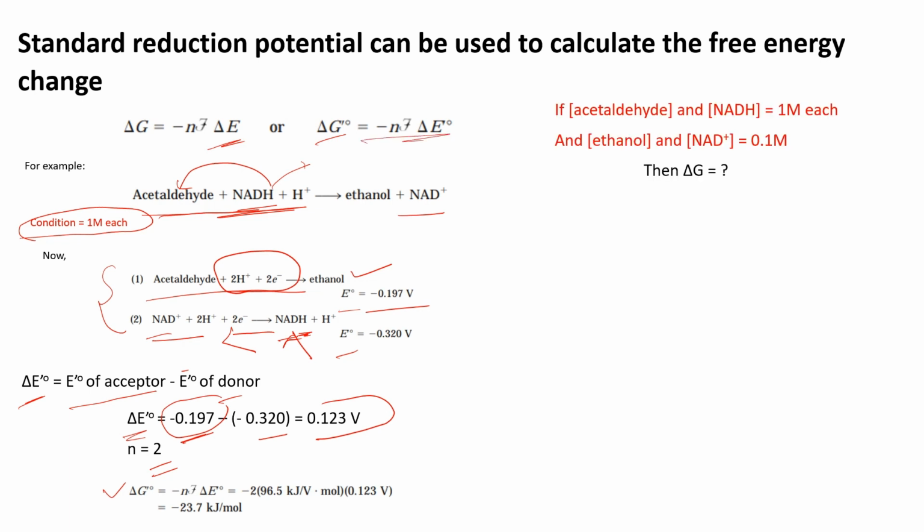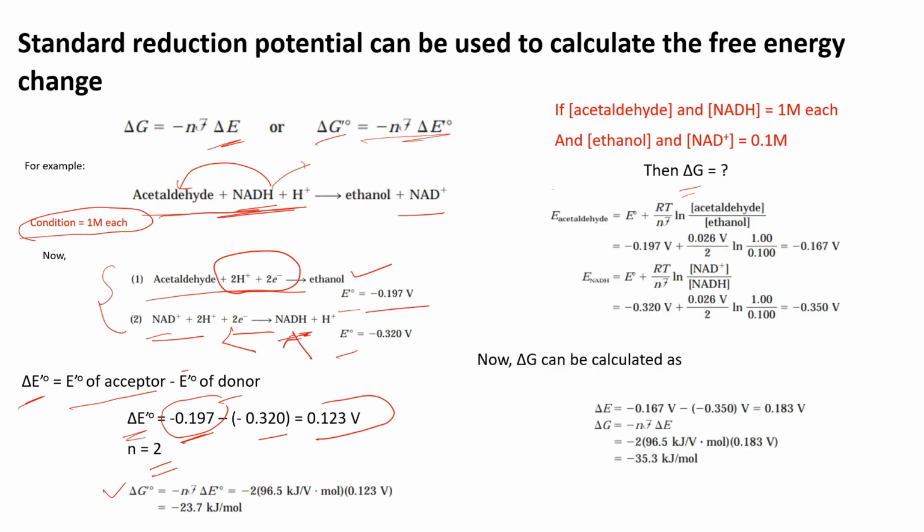Now what if the concentrations differ? Here the concentration is 1 molar each, so we have taken the standard concentration. If the concentration of acetaldehyde and NADH are 1 molar, but the concentration of ethanol and NAD plus are 0.1 molar, so the condition is not standard. Then in that situation, how will we calculate the delta G value?